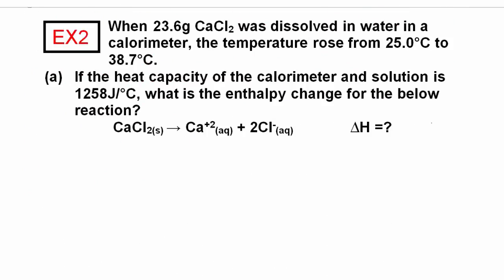Now, before you even read this question, I see an incomplete thermochemical equation. So I already know what type of problem this is going to be. I have to determine the number of kilojoules and divide that by the number of moles to get that. Anyway, let's take a look at the problem. When 23.6 grams of calcium chloride was dissolved in water in a calorimeter, the temperature rose from 25 to 38.7 degrees Celsius. If the heat capacity of the calorimeter and solution is 1258 joules per degree Celsius, what is the enthalpy change for the below reaction?